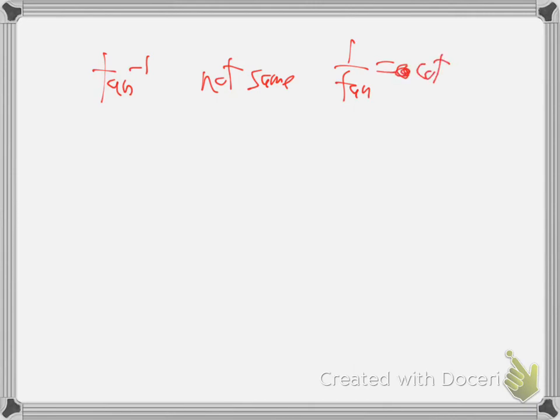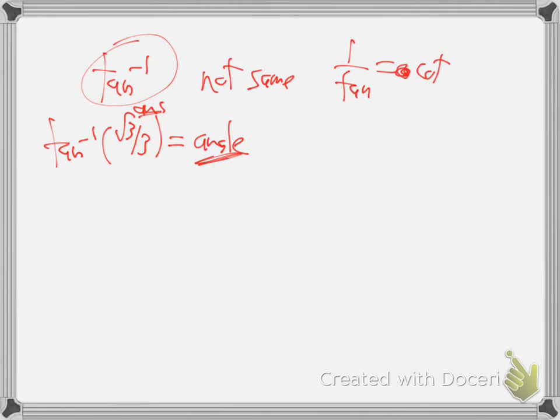Tangent inverse doesn't mean 1 over. Tangent inverse is not the same as 1 over tangent. That's a different animal, because 1 over tangent is cotan. But tangent inverse means switching inputs and outputs. So tangent inverse of root 3 over 3 means that's the answer, give me the angle. We're trying to find the angle that comes out with that answer.